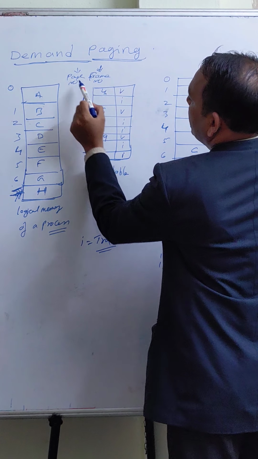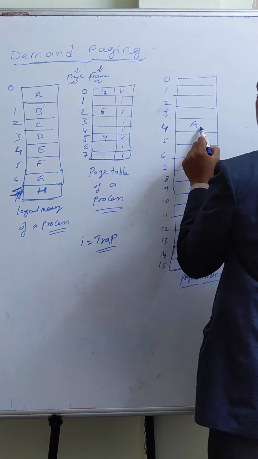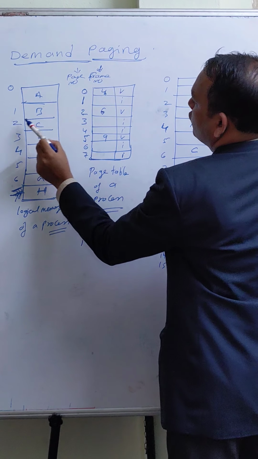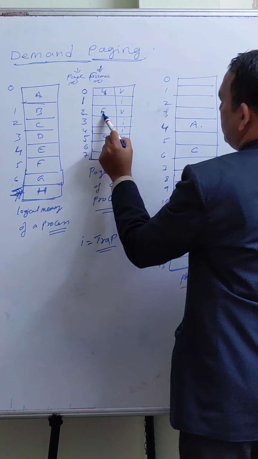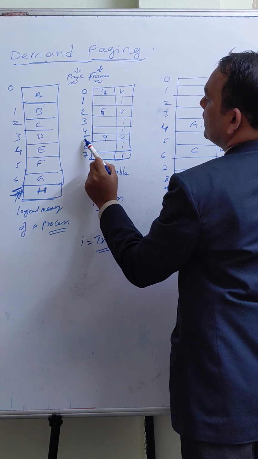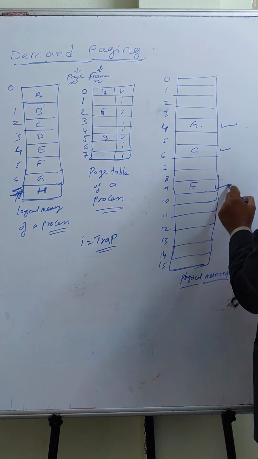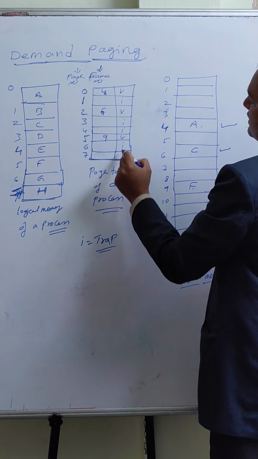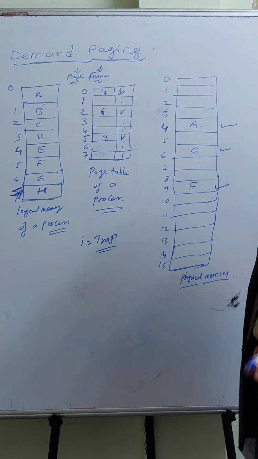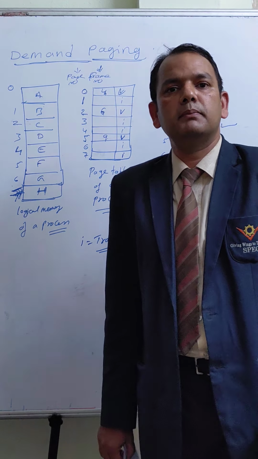Please see that page number 0 is available in main memory at frame location 4. Page number 2 is available in frame number 6. Next, page number 5 is located in frame number 9. Only these 3 pages are available, that's why we marked them valid. All the remaining pages are kept invalid, meaning not available in the main memory.